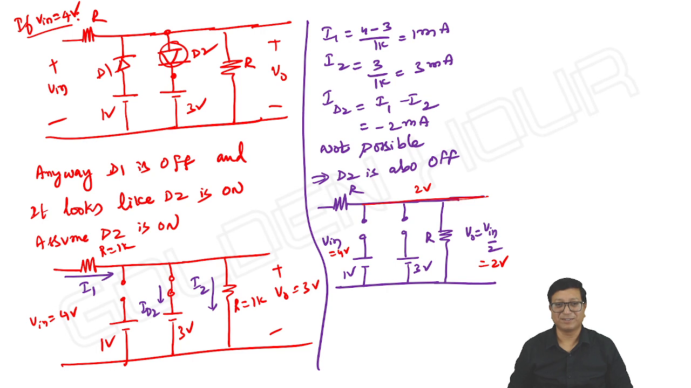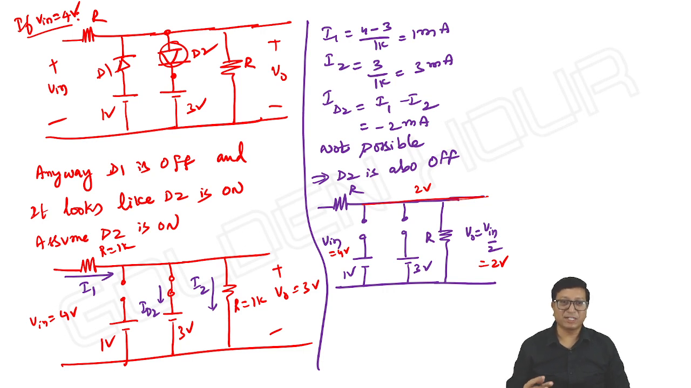This is the actual scenario, right? We assumed for 4 volts that the anode of D2 is at higher voltage compared to its cathode, so D2 should be on. But if you calculate the diode current through D2, it comes out negative, which means the anode of D2 is at a lesser voltage compared to the cathode. D2 is off. We have cross-verified that also. The anode is at 2 volts, the cathode is at 3 volts as far as D2 is concerned.